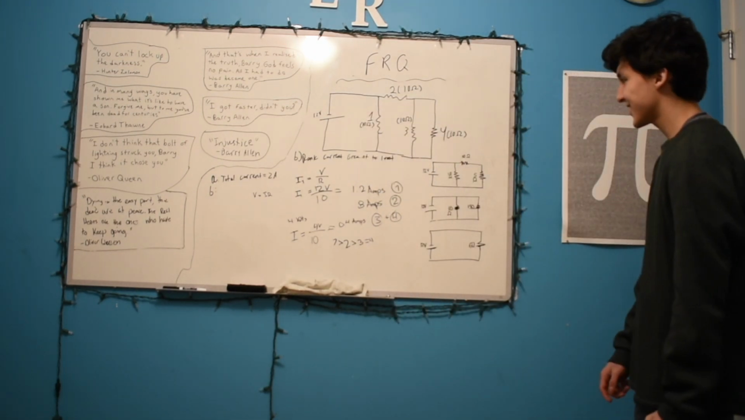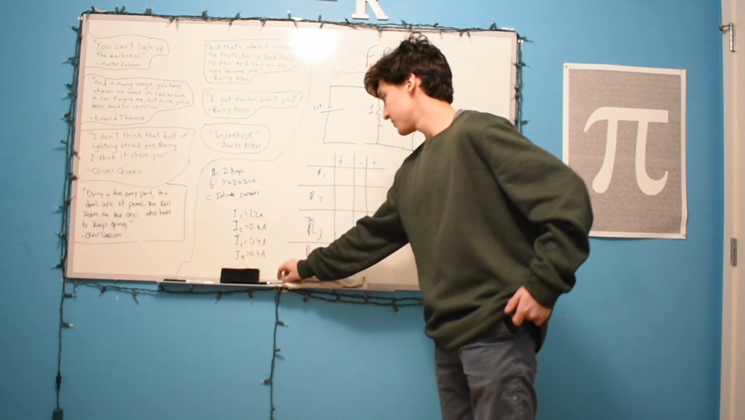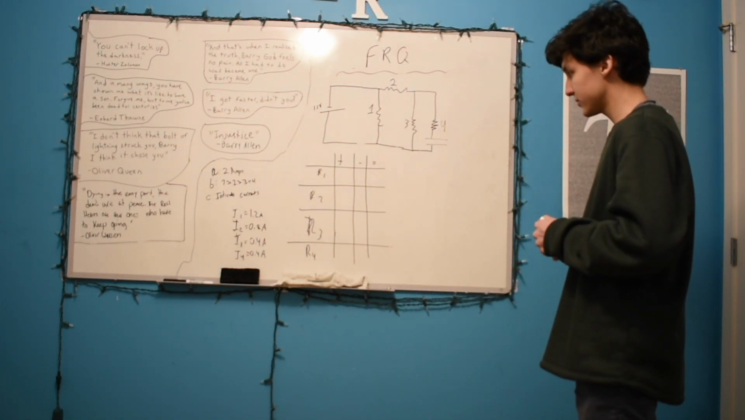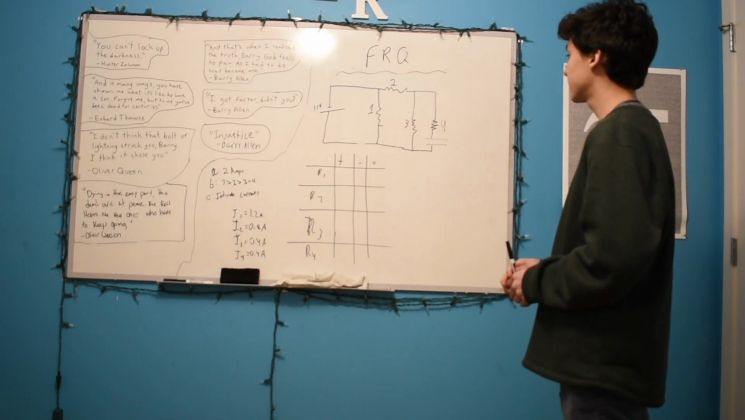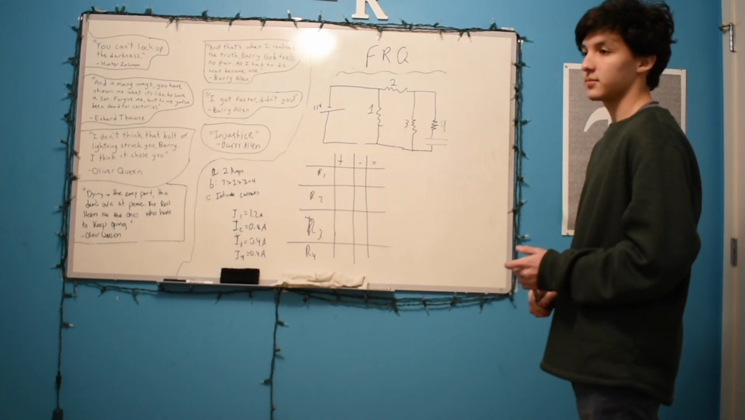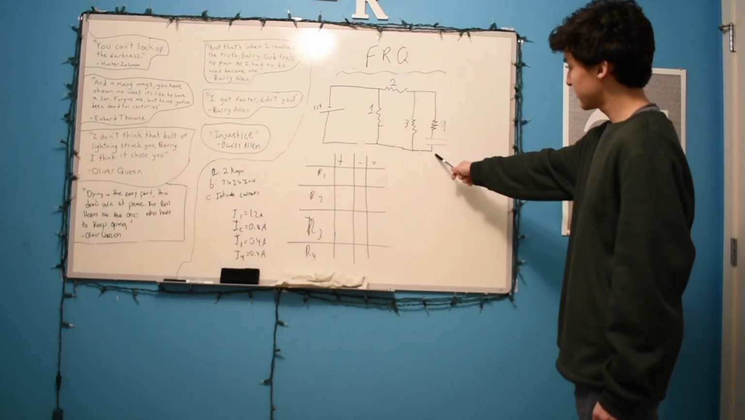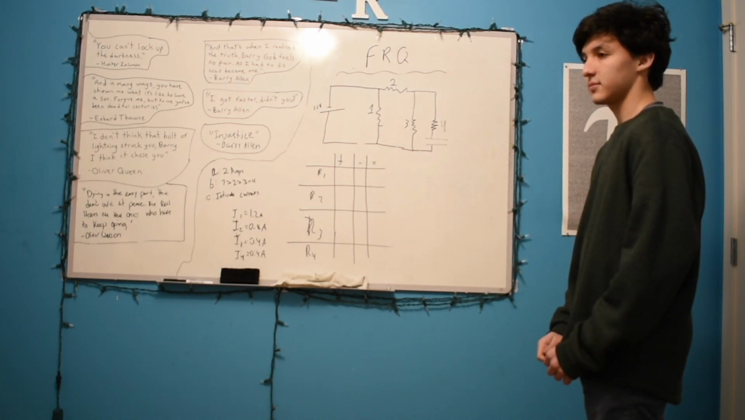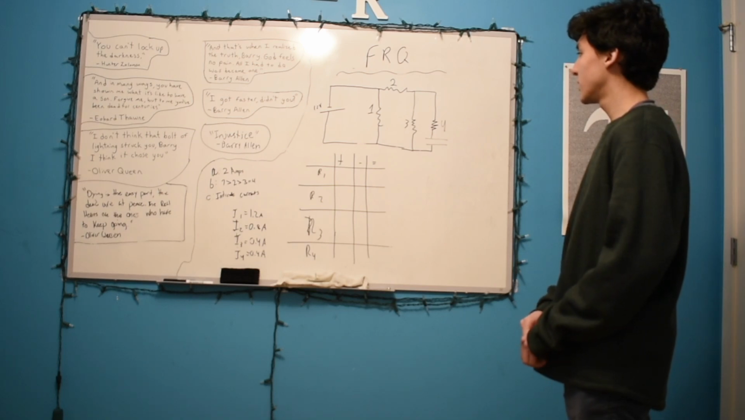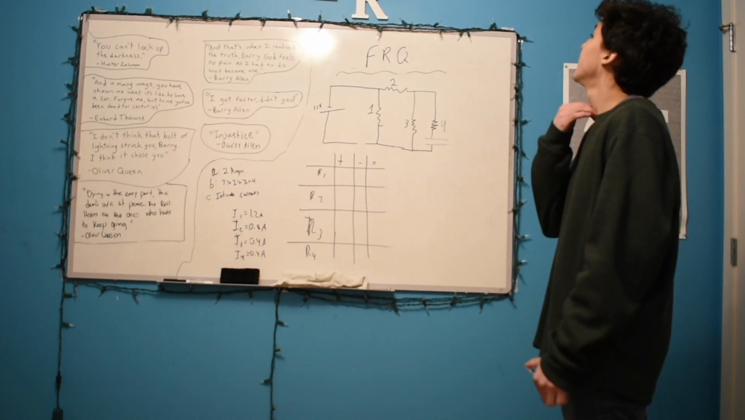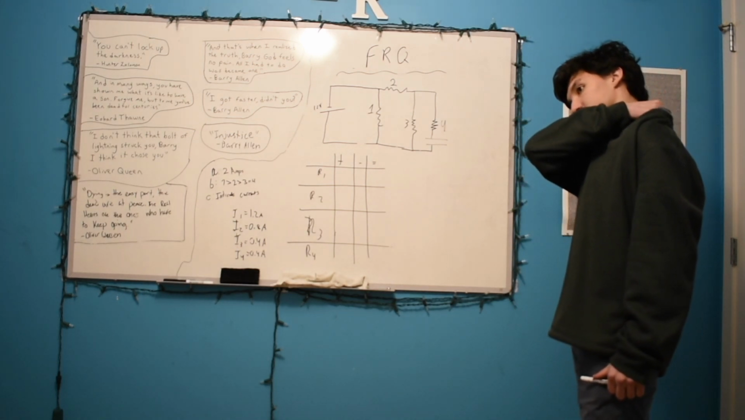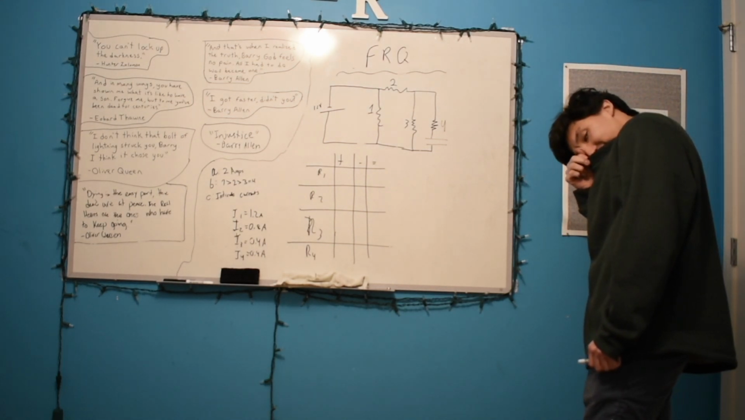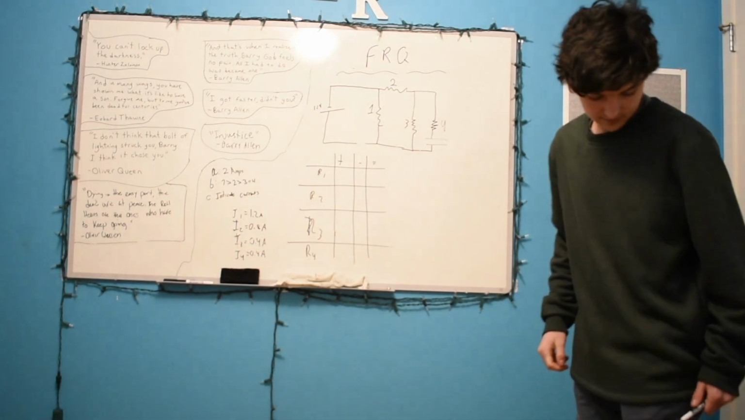Alright, part C of this last one. The main difference is now we've added a capacitor into the circuit, and it wants you to indicate whether this has increased, decreased, or left the same the current of each resistor, after it's in equilibrium.